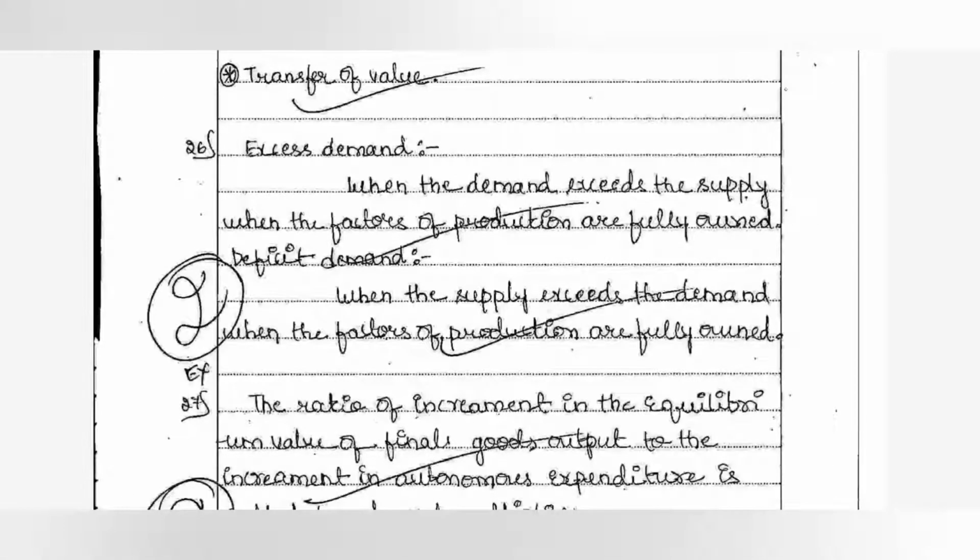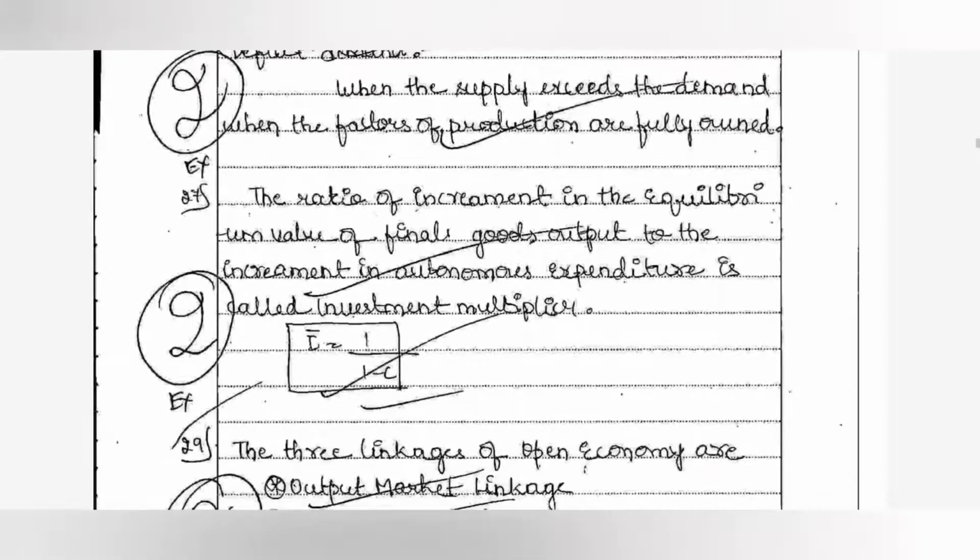The 26th question is: write the meaning of excess demand and deficient demand. Excess demand is when the demand is more than the supply. When the supply is more and the demand is less, that is deficient demand.